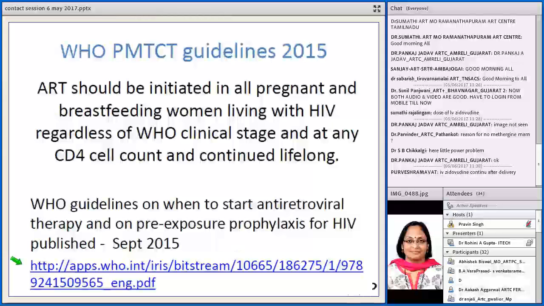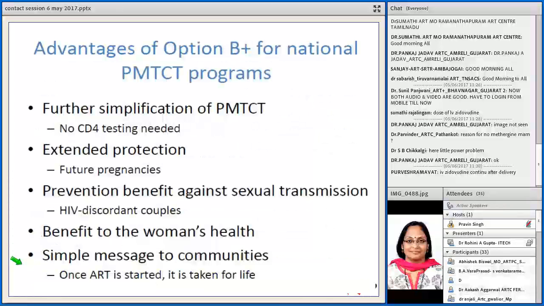What are the WHO PMTCT guidelines? That ART should be initiated in all pregnant and breastfeeding women living with HIV regardless of WHO clinical stage or CD4 count. What are the advantages of this option B? One is that it becomes very simple. You do a CD4 testing, but we don't wait for the report to come and we start HIV infected pregnant mothers on ART.